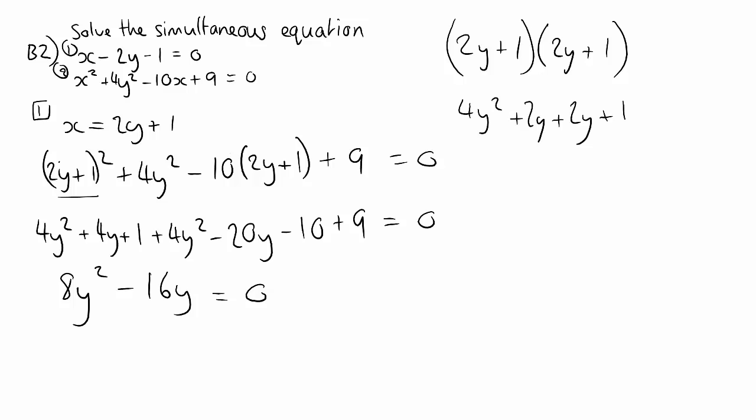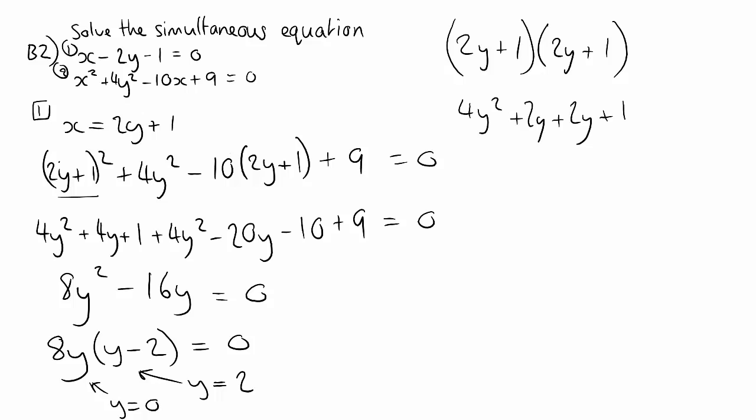Okay, right, so now we've got something here which we can factorise. Notice there's 8y in both of those, so when we take out 8y we're left with y minus 2 equals 0. So let's solve this equation for y, so y equals 0 and y equals positive 2. Good, so we've now got the y coordinates where these equations meet. So now it's just finding the x coordinates.